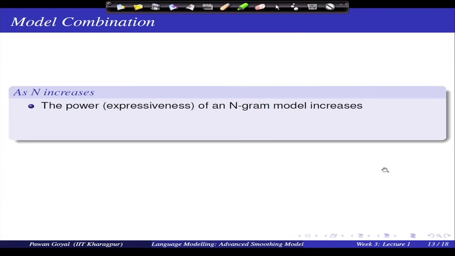Okay. There are two very popular ways in which this can be done. One is called interpolation based methods, another is called Backoff language models. We will just see some simple intuitions on how this can be combined. What we have seen is that as I increase n, the power of my n-gram model increases. We also saw that when we looked at the perplexity values: when I take a larger n-gram, I get lower, that is better, perplexity. So the model becomes much better when I take a larger n.